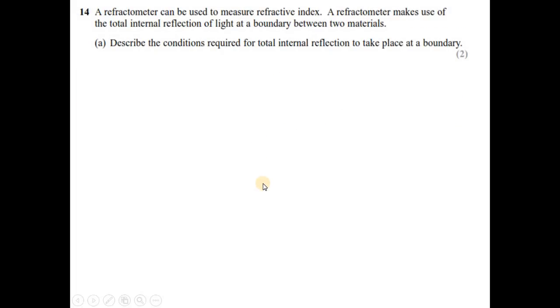Question number 14. A refractometer can be used to measure the refractive index. A refractometer makes use of the total internal reflection of light at the boundary between two materials. Describe the condition required for total internal reflection to take place at the boundary. So for total internal reflection, TIR, we have two important conditions.